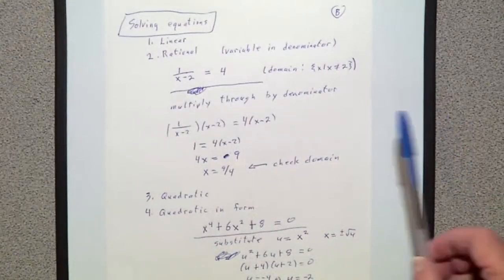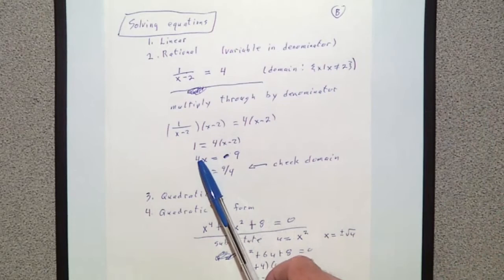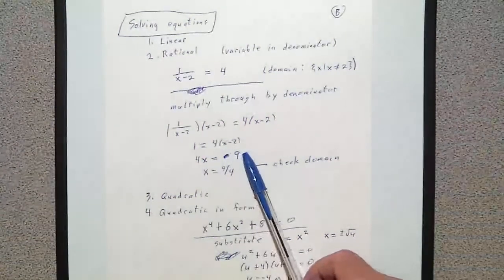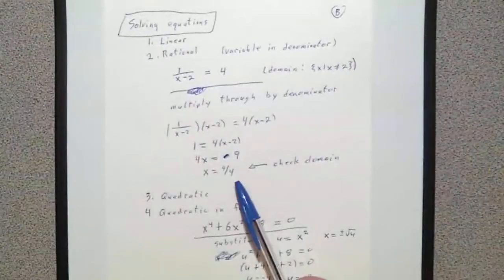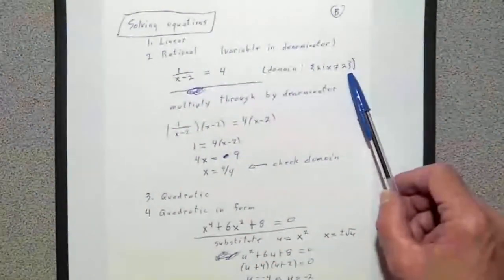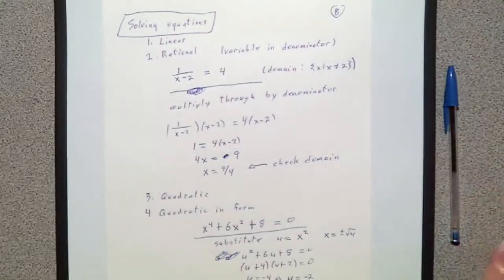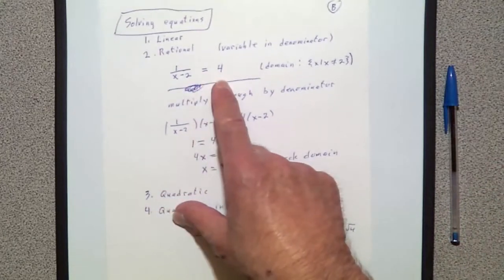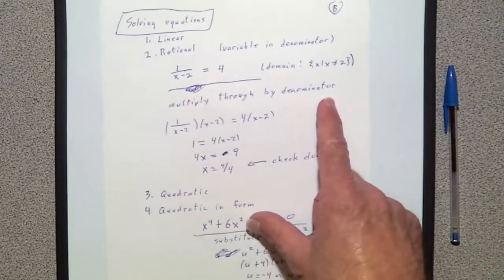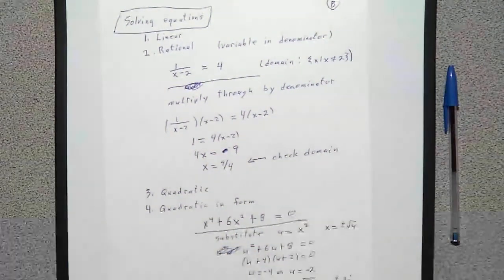Now, when it's rational, you multiply through by the denominator. So I multiply both sides by x minus 2. I get 1 is 4x minus 2. That's linear. You solve. X is 9/4. Check your answer. Make sure it's in the domain. Well, that's no problem here. So that's the answer. Rational equations are generally more complicated than this one, but this is the procedure. You multiply through by the denominator, and then you worry about the domain.